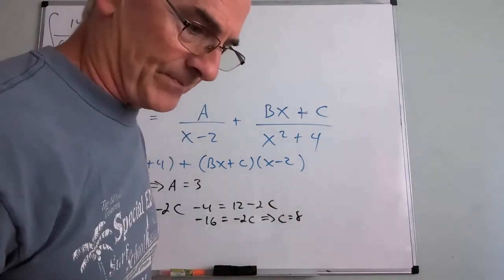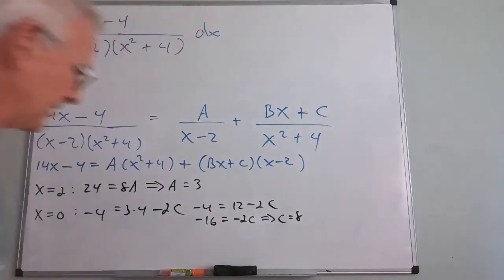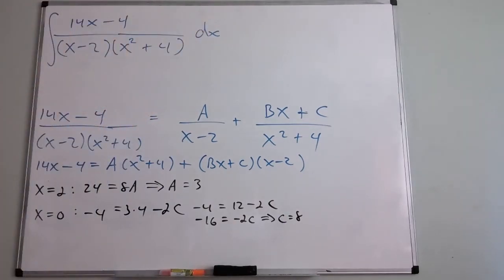Did I do that right? Let's see. Did I mess that? Let me see if I did. Make sure I didn't mess that up totally. So if x is 0, I have -4 on the left. I have -2C. And I have 12.